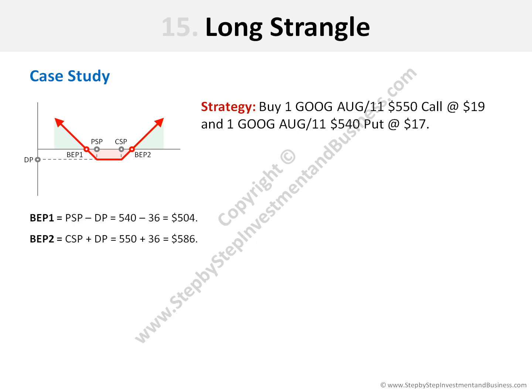Regarding the break-even points, break-even point 1 is equal to the strike price of the put minus the debit paid. In our case, 540 minus 36, which is equal to $504. On the other hand, break-even point 2 is equal to the strike price of the call plus the debit paid. In our case, 550 plus 36, which is equal to $586.